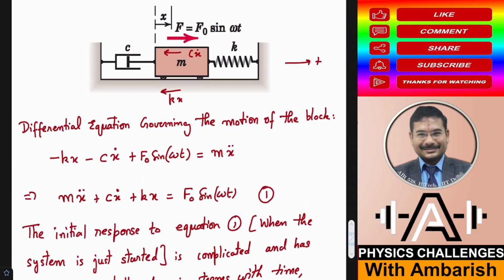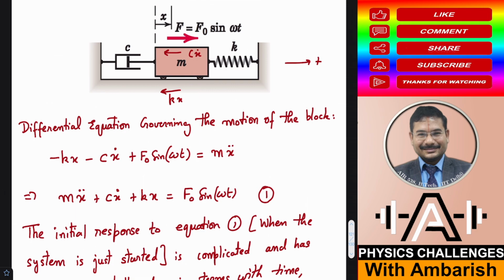So let's see the differential equation. If you consider the free body diagram of this mass, suppose its displacement from the mean position is x, and let's say its velocity is x dot in this direction. So c x dot, this is the force due to the damping, and then there is a kx force due to the spring. And of course there's a forcing function given by F naught sine omega t, and now I can write the differential equation, F equal to ma.